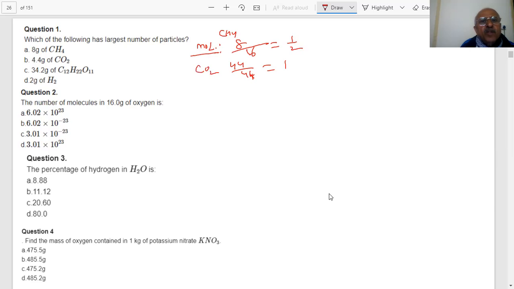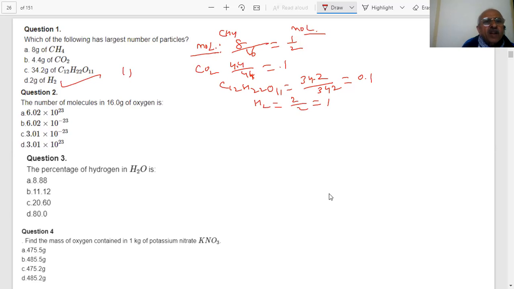This is our CO2, students. 4.4 by 44 will be how much? 0.1. Then C12H22O11, that is sucrose. How many moles, student? 34.2 by 342, so 0.1. And 2 gram of hydrogen, 2 by 2, 1. So this is the correct answer.